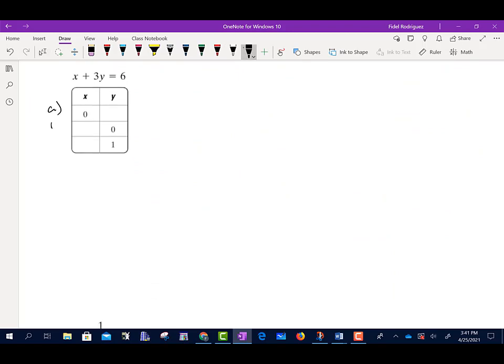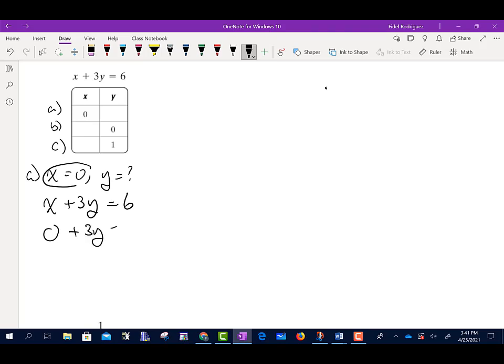We're going to call this part A, part B, and part C. So once again, in part A, we do know that x is 0. We don't know the value of y. And our equation is x plus 3y is equal to 6. And so we're going to plug in x equals 0, right? Okay. So we're going to put 0 plus 3y equals 6. So 0 plus 3y is still 3y equals 6. So we can divide both sides by 3. And we come up with y equals 2. So we're just going to put a 2 right there.